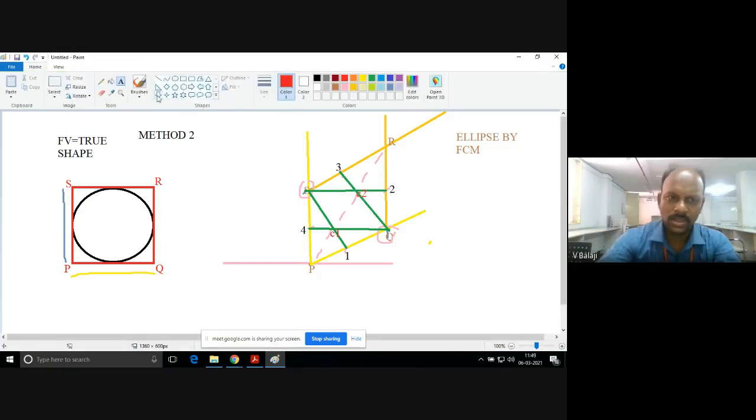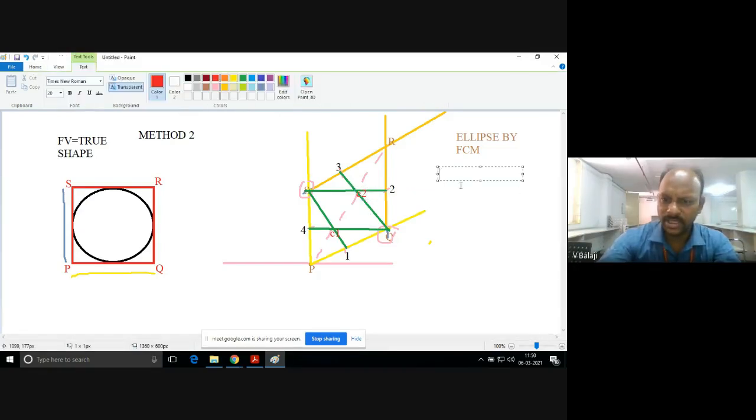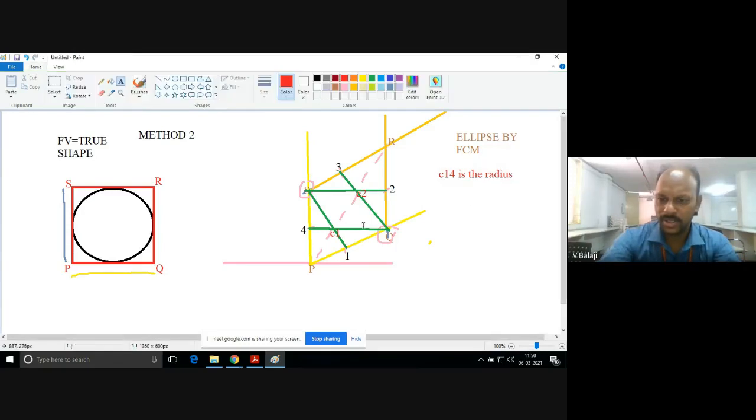Okay. So if you take C1 to 4, that is the radius. Similarly, from C1 to 4, this is the distance. Draw one circular arc with the help of that radius. Okay, you are getting some arc like this.